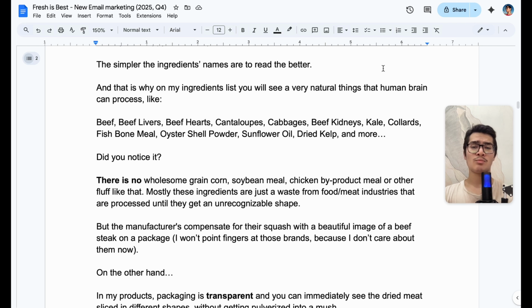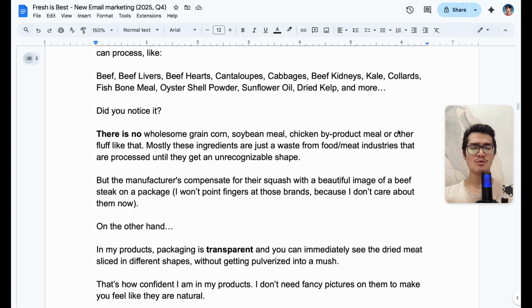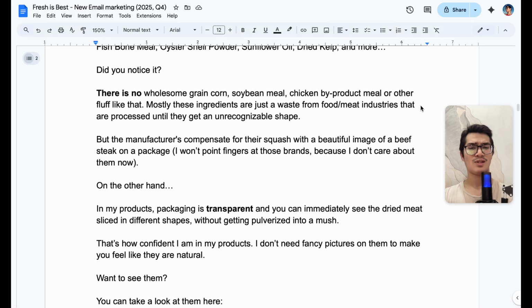And that is why on my ingredient list you will see very natural things that the human brain can process, like beef livers, beef hearts, cantaloupes, cabbages, beef kidneys, kale, collards, fish bone meal, oyster shell powder, sunflower oil, dried kelp and more. And did you notice it? There's no wholesome grain, corn, soybean meal, chicken byproduct meal or other fluff like that.